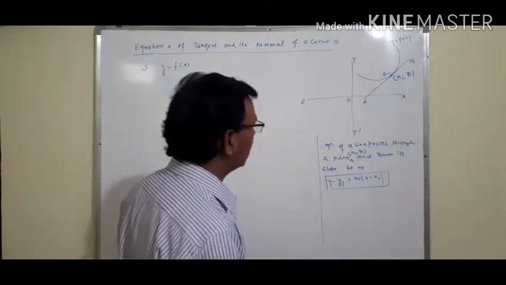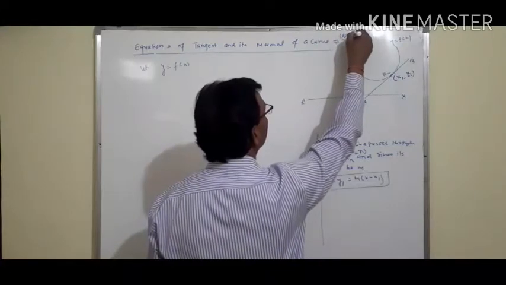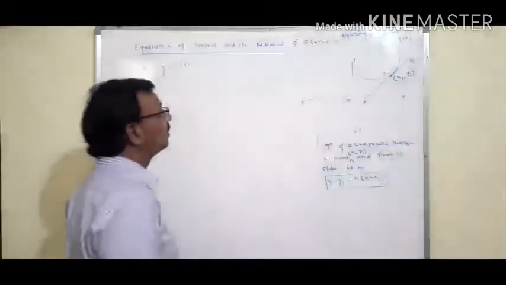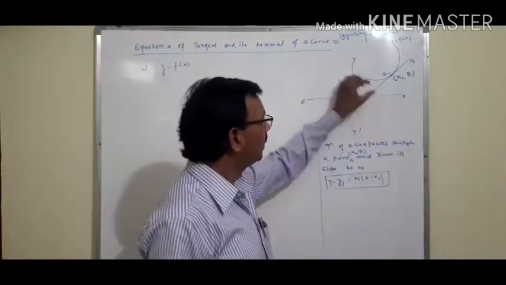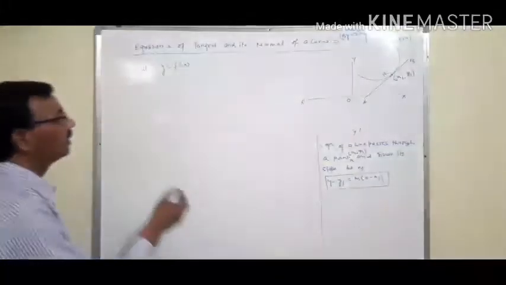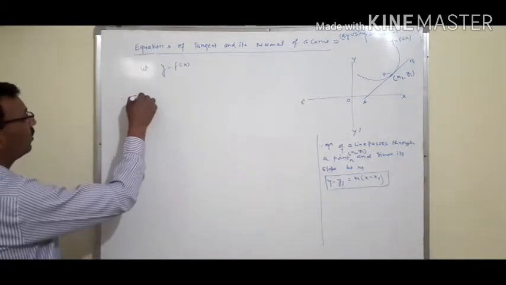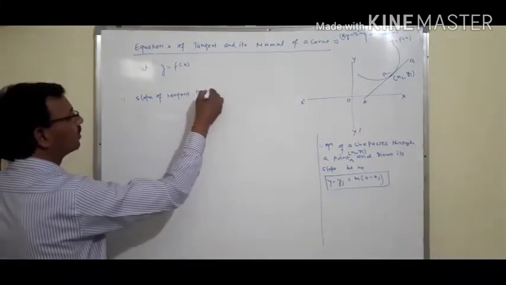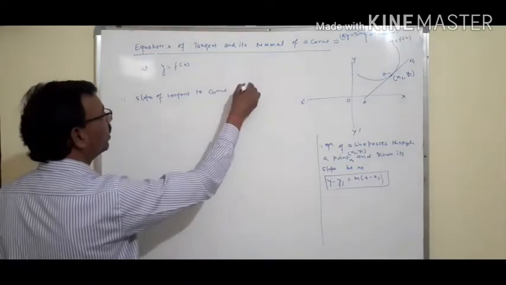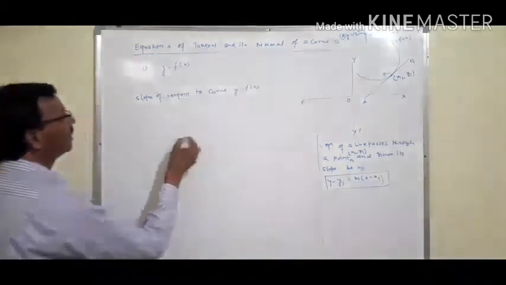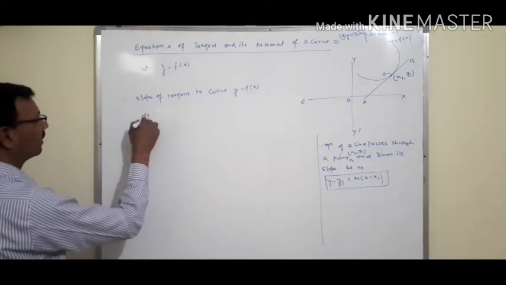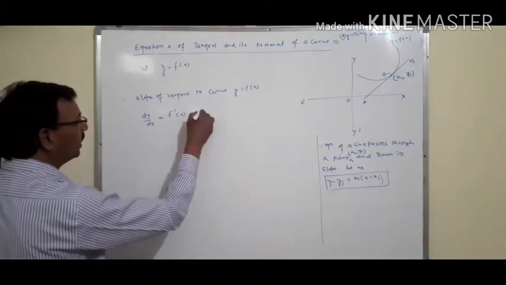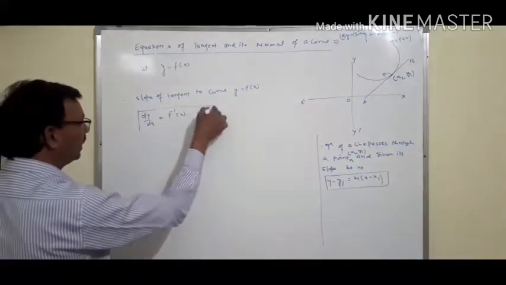Now how to write the equation of this tangent? By using the derivative. Now as you know how to find the slope of tangent by using the derivative, the slope of tangent to the curve y equal to f of x is denoted by dy upon dx. dy upon dx equal to f dash of x is denoted by m. This is the slope of tangent of the given curve.